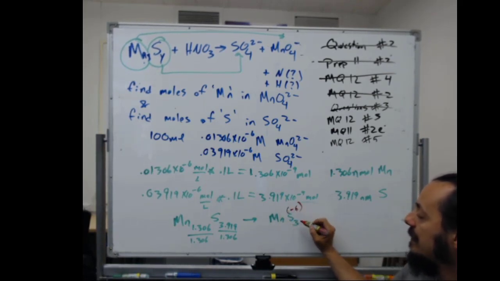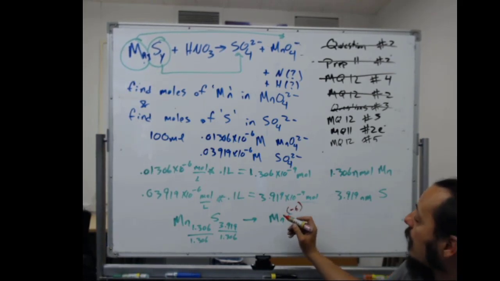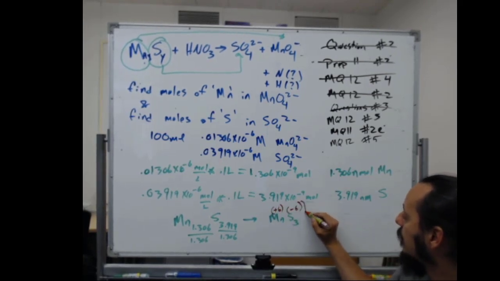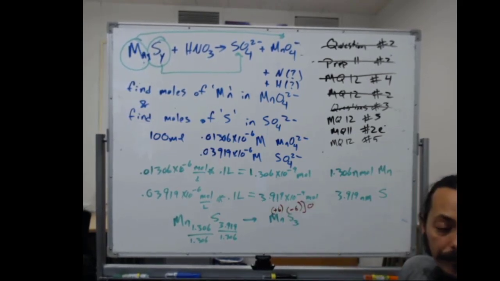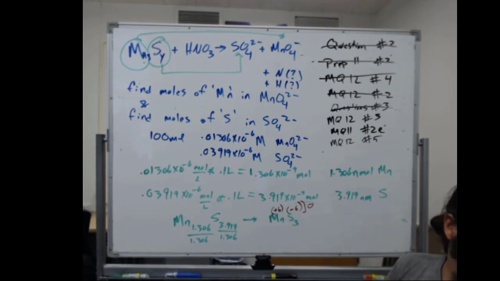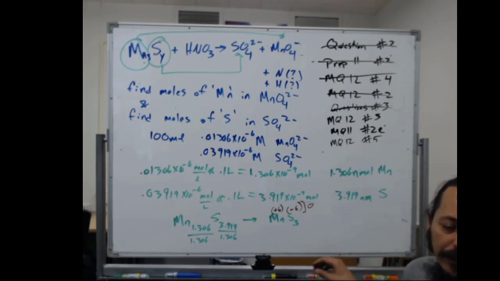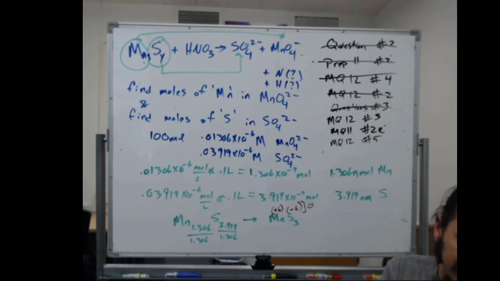And then in order for this to be charge balanced and to make a stable compound, my manganese must be +6 in order to make it so that this is overall 0. I think it even gives the hint to use that sulfur is minus. Remember that sulfide is -2.